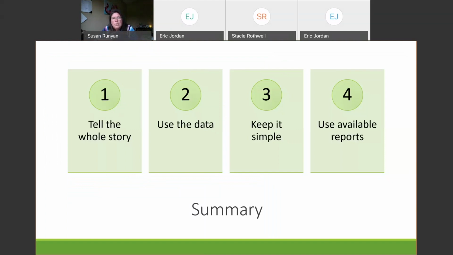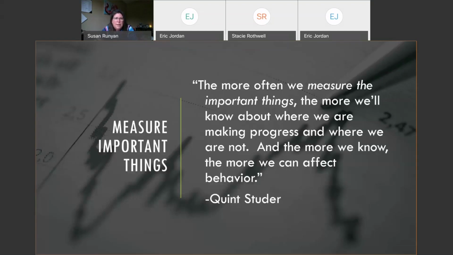Keep it simple. I know there's a propensity to think, I've got to come up with this beautiful graph and make sure it's got all of these things in it. Tables and graphs are the simplest form that I can use to tell my story and not overcomplicate it with 50 different data points, right? Use available reports. If you already have things that are created, please utilize things that are already available to you.